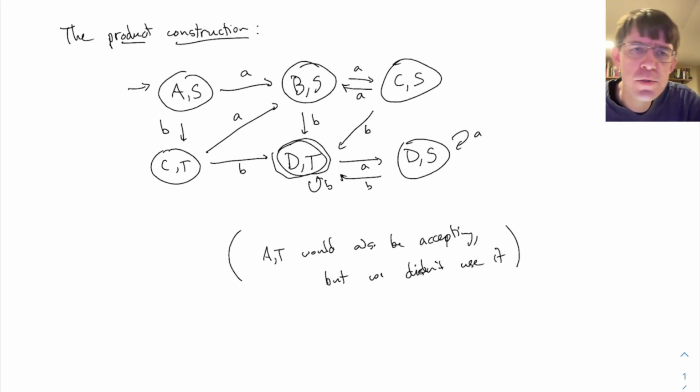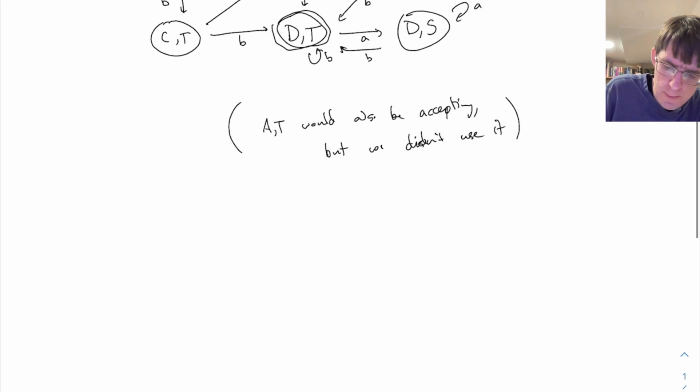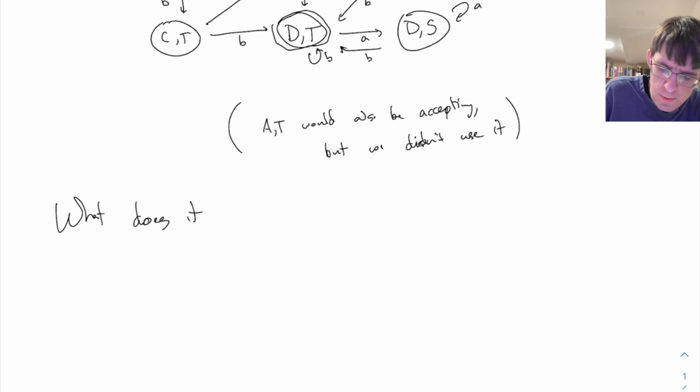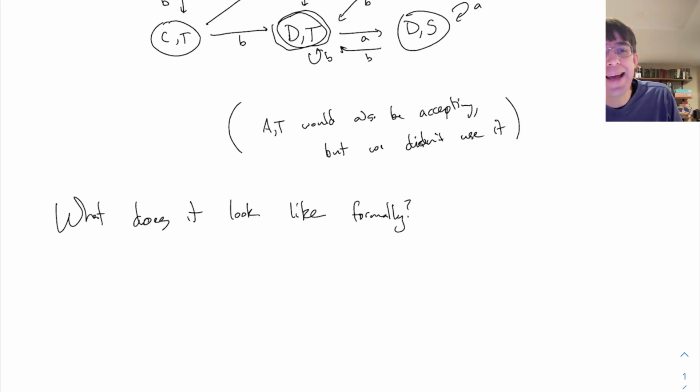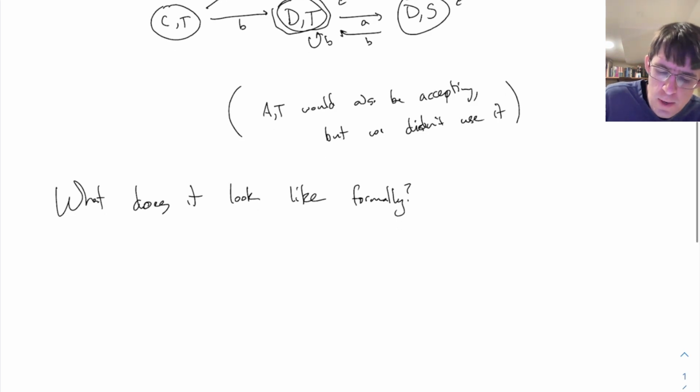All right, I want to try to write down formally what this construction looks like. Remember, this formal thing is describing the DFA as a tuple of 5 things: Q, sigma, delta, Q naught, and F. I don't know if you remember the details of that from last week, but I will refresh our memory. What does it look like formally?